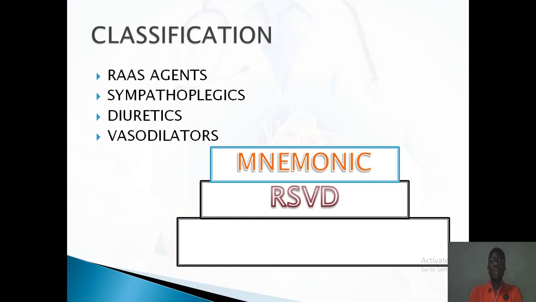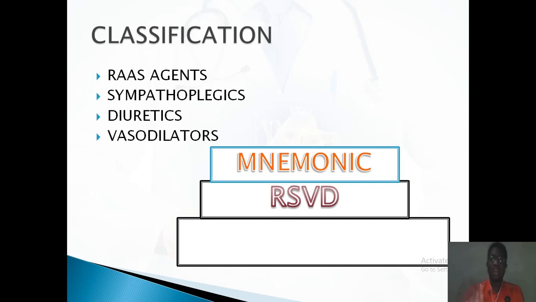So now let's go to the classification. Antihypertensives can be classified into 4. We have the RAS agents, we have the sympatholytics, we have the diuretics, and we have the vasodilators. Now, some books might not use this classification. Actually, I got this classification from the baby Katzung, not the big Katzung, the baby Katzung. This is the best and most simplified classification I've seen anywhere. That's why I've used it. You can follow this, and it's quite explanatory, and you get to understand it.